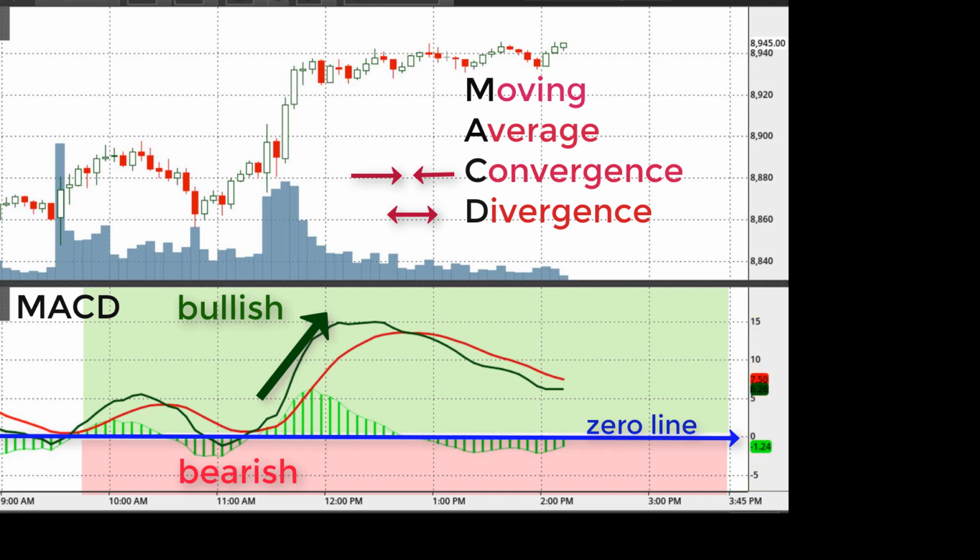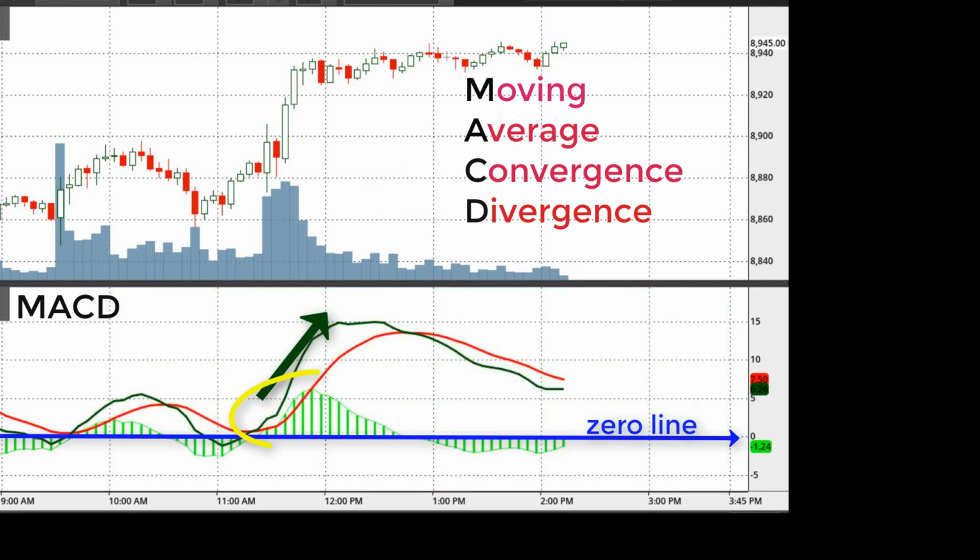Now, the degree of the momentum depends on the distance between the lines, which is also reflected in the solid green vertical lines that extend up and down from the zero line. Now, as time goes on and you gain more experience, you're learning new terms now, so it may seem a bit complicated. But your eyes will train you if you practice and practice trade and you watch the relationships between the red and green lines and the difference line, which is the vertical green lines going up and down from the zero line.